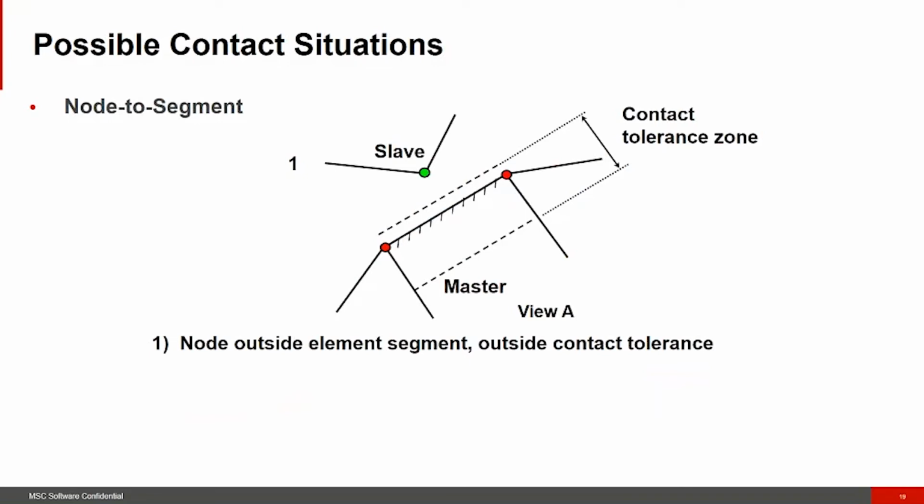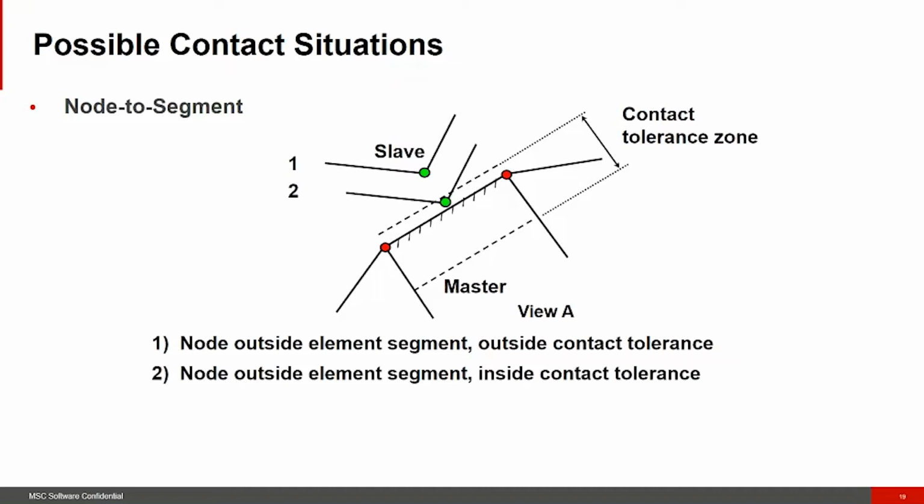The first scenario is when the node is outside the element segment. And in this case, it's outside the contact tolerance. That's important. That's another concept that is important to note here. You have to define the distance tolerance in which the solver is going to search. So if the node is outside the element segment and outside the contact tolerance, during the incremental procedure, each potential contact node is checked to see whether it's near the segment or not, and this is defined by the distance tolerance that the user provides. So that's the first scenario we see here.